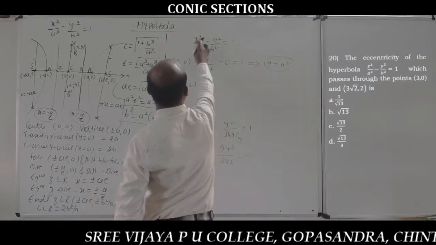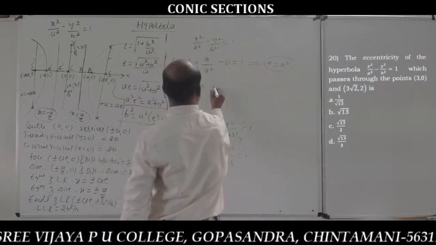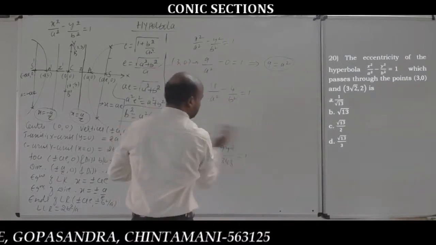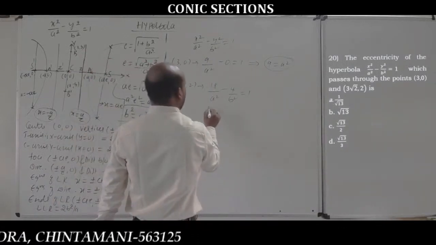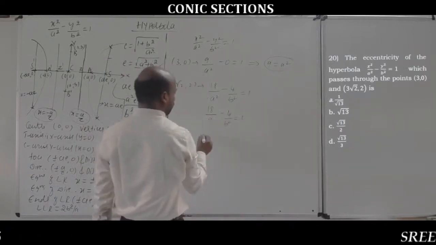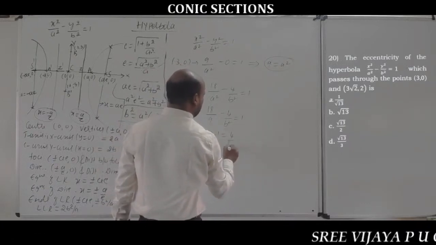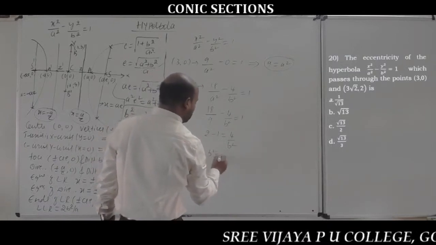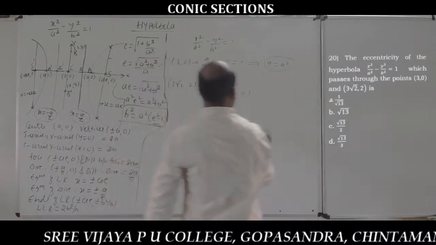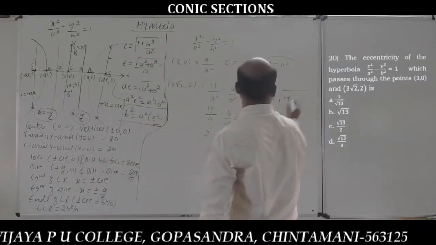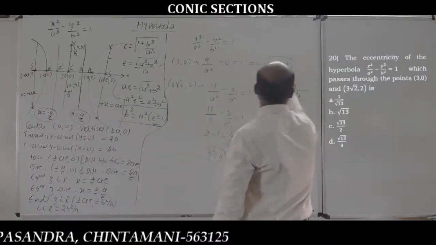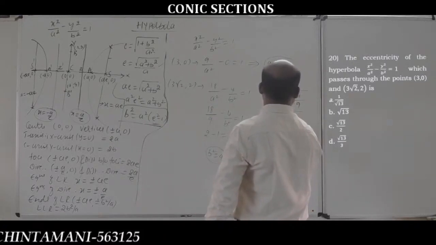Okay, it implies 3 root 2 whole square, 9 into 2, 18 by a square minus 4 by b square is equal to 1. And now 18 by a square is 9, minus 4 by b square is equal to 1. 2 minus 1 is equal to 4 by b square. So the value of b square is 4. So eccentricity E is equal to root of 1 plus b square by a square, so b square is 4, a square is 9, that is root 13 by 3.